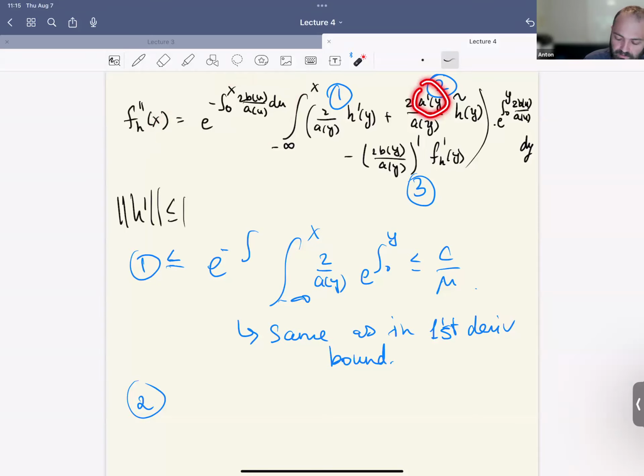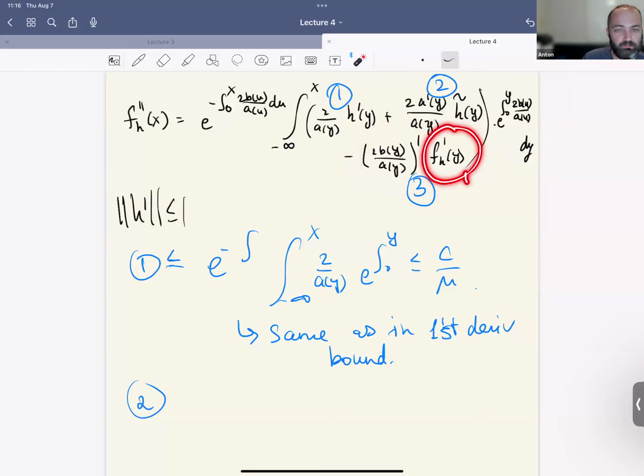Well, even if a prime is bounded, e to the negative integral of 2 over a, h, and e to this positive integral. Again, this is exactly what we just covered in the first derivative bound. Okay, so hopefully you believe me that the bound on term number 2 is not very different from the first derivative bound either. Okay, it remains to see the bound on term number 3.